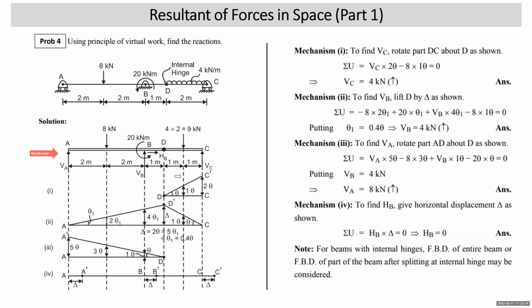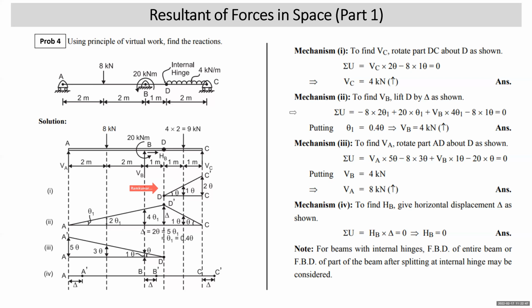All right, now the first mechanism what I have considered is for part DC. That means when I'm showing this mechanism, it means that I have split the beam at D and I'm considering the mechanism for only right hand side part. When I have split the beam at D, HD and VD will come into consideration. But I have rotated the beam DC about D in such a way that HD and VD will not do work by small angle theta. So that virtual displacement along the line of action of 8 kilonewton will be 1 theta at 1 meter. This is 2 meter.